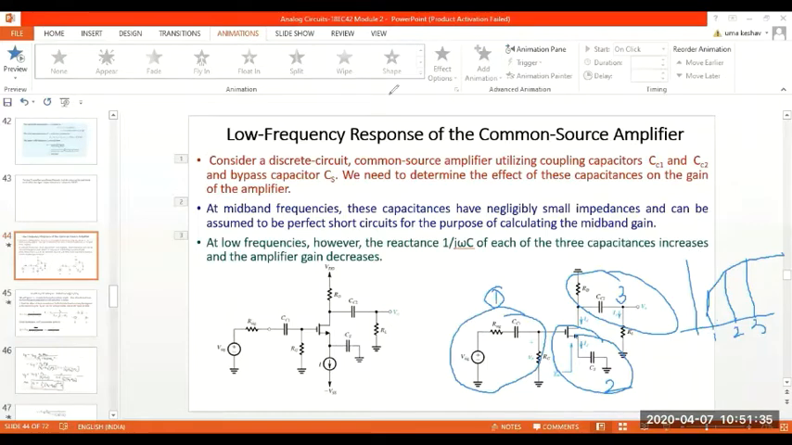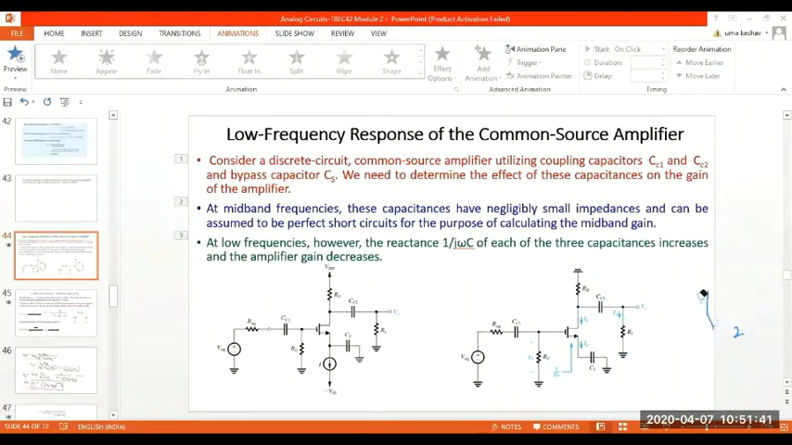All the three will have different effects on the behavior of the low frequency response of the amplifier. So we have to consider each one separately and analyze. So what we'll do, we'll use what we call the superposition theorem, right? Consider the effect of one element at a time and neglect the other two. In the end, we'll add up all.